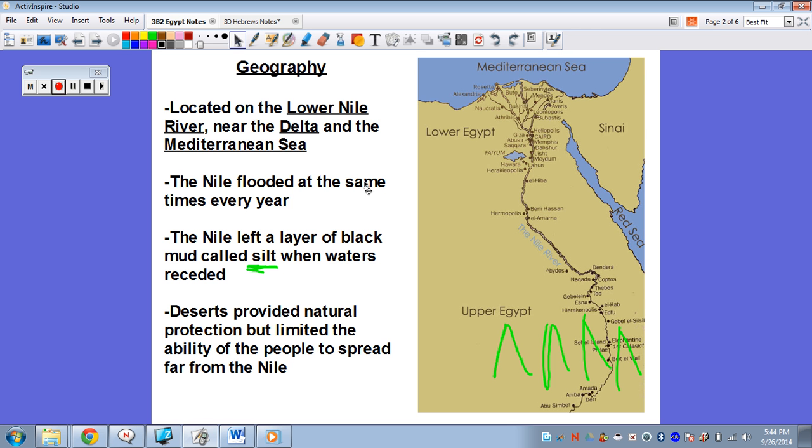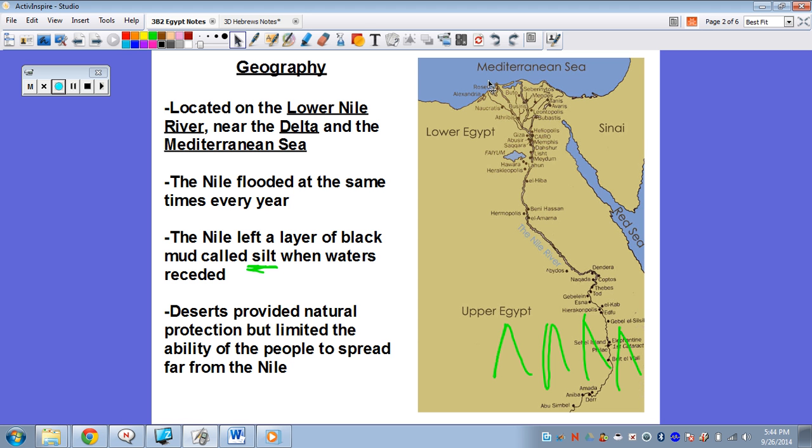And as far as natural protection is concerned, the neighboring deserts, obviously the Sahara off to the west, and then the deserts up here on the Sinai Peninsula to the east, and the Mediterranean and the Red Sea, offer a lot of protection. The one thing that the deserts do as a negative, though, is they limit the ability of people to spread very far away from the Nile.